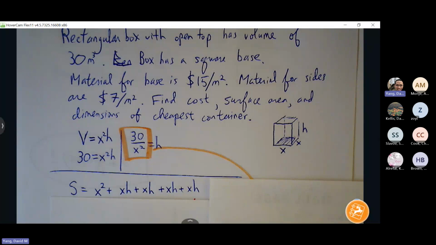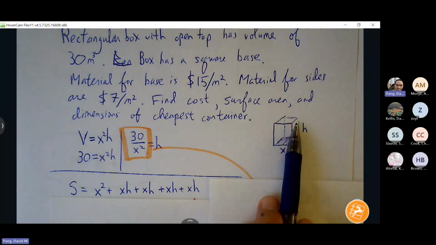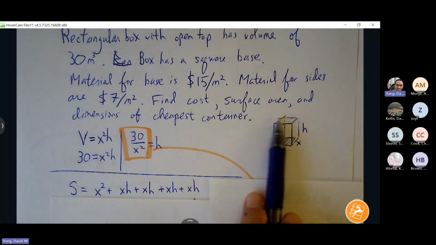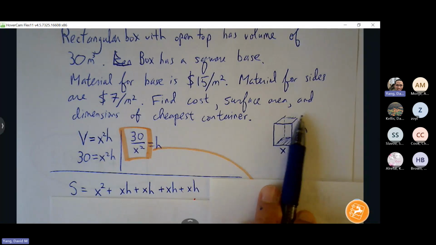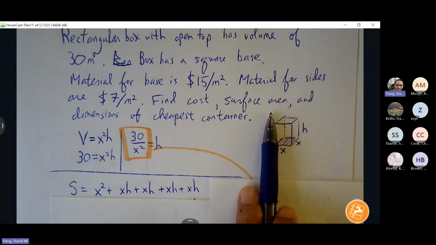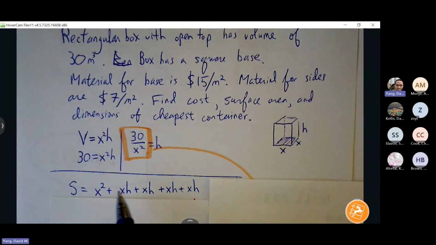Okay, so here's your surface area equation. The base is x squared. One of the vertical sides is xh. If there's an xh, that means there's an xh behind. And then this side is also xh. If there's an xh here, there's also an xh on the other side as well. So you got your base and your 4 sides.